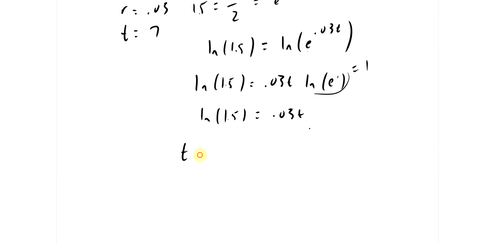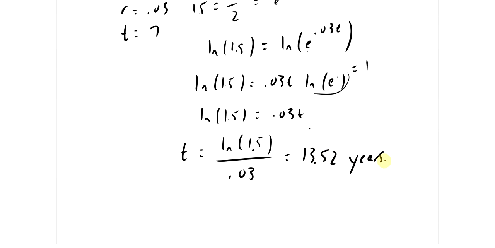And so time is log of 1.5 divided by 0.03. And that is 13.52. And time is always in years. Okay.